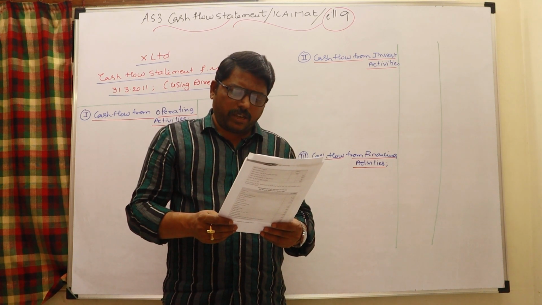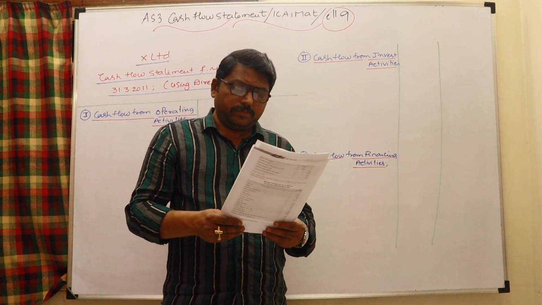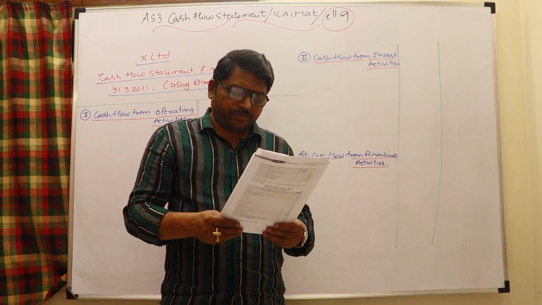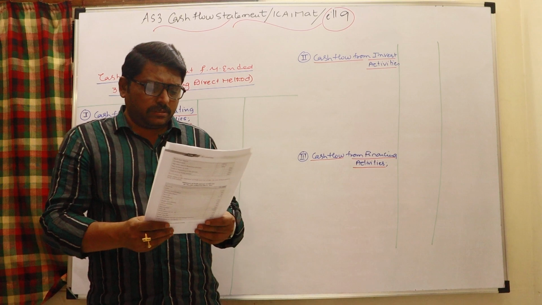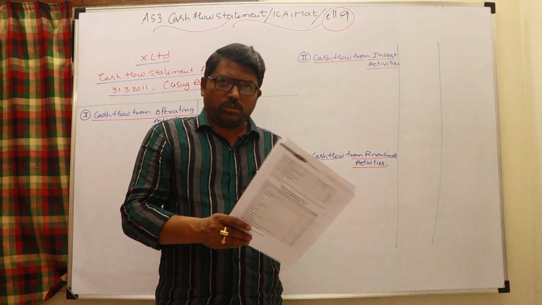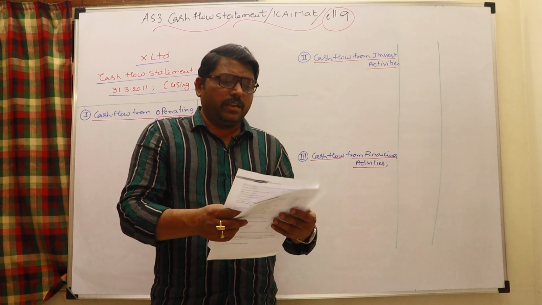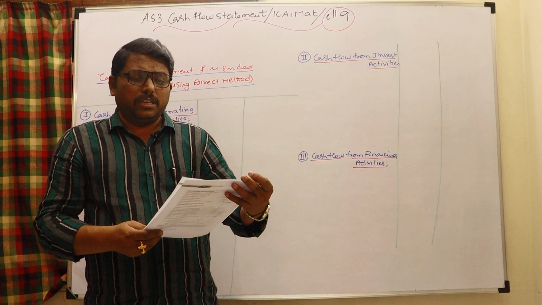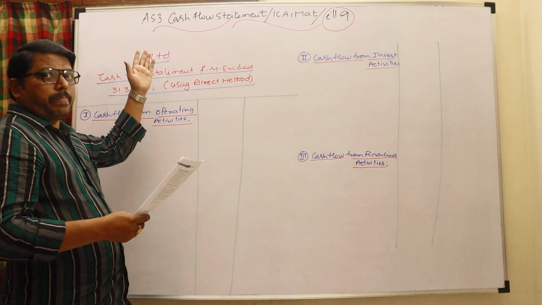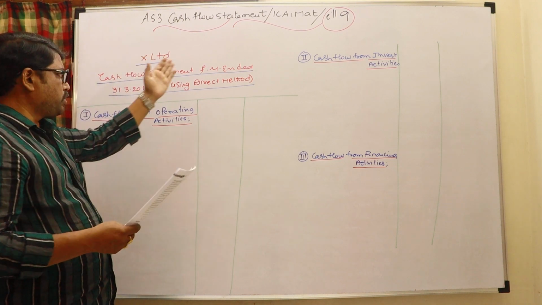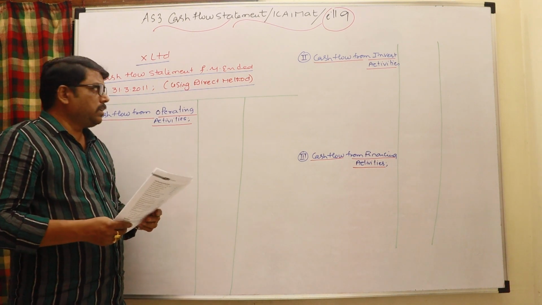From the following summary of cash account of X Limited, prepare a cash flow statement for the year ended 31st March 2011 in accordance with AS3 revised, using the direct method. The company does not have any cash equivalents, only a cash balance. You are provided a complete summary of cash account for the year ended 31st March 2011. Put the heading like this: X Limited, cash flow statement for the year ended 31st March 2011 using direct method.